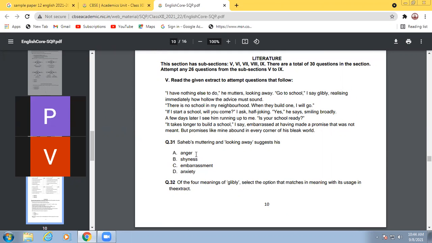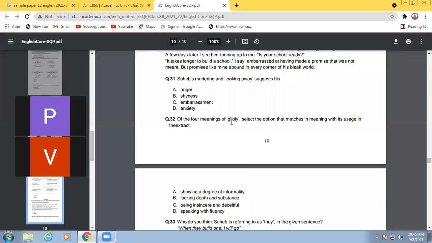As you might have been able to figure out, it is about the school and student childhood. What's the answer? So when he looks away, does it show his anger? When the director was asking him about the school, was he angry? No. Was he shy? Maybe, but was he embarrassed? So out of shyness and embarrassment, it is embarrassment. Shyness is physical; embarrassment is inclusive of your mental shyness. Embarrassment is very possible.